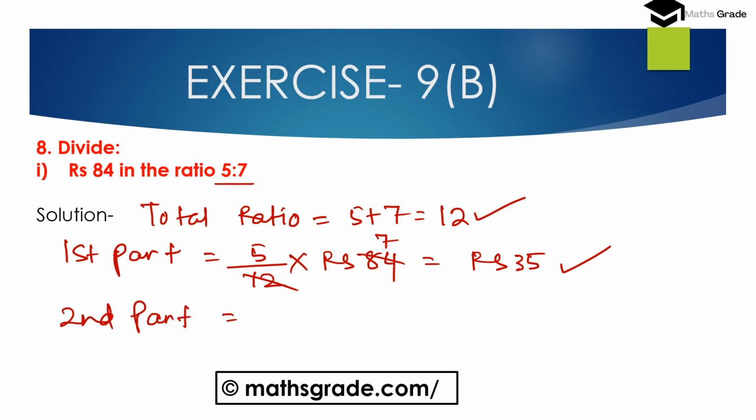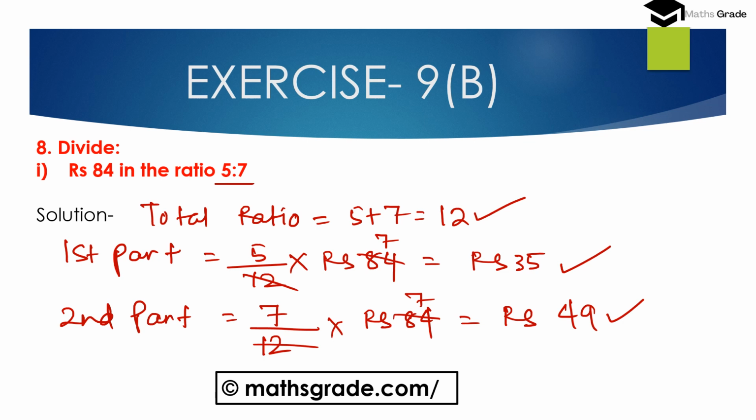Now the second share. The ratio consequent is 7. 7 divided by the total ratio 12, multiplied by 84 rupees. Cancelling 12 and 84, we get 7, since 12 multiplied by 7 is 84. Now multiplying 7 with 7, we get 49. So dividing 84 rupees in the ratio of 5 is to 7, we get 35 and 49 rupees.